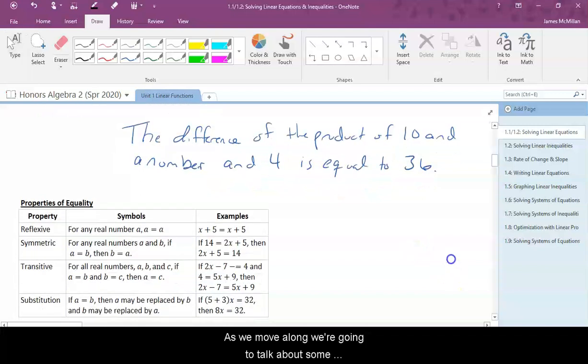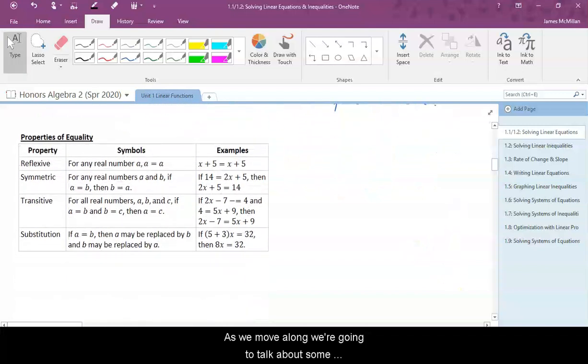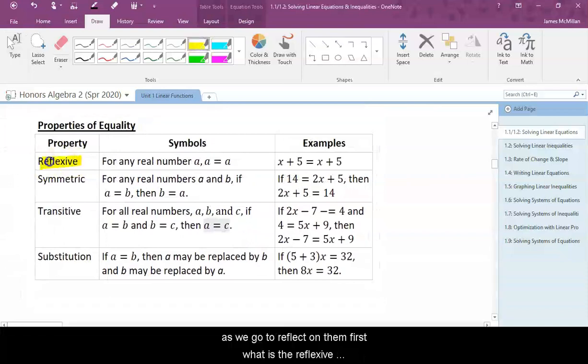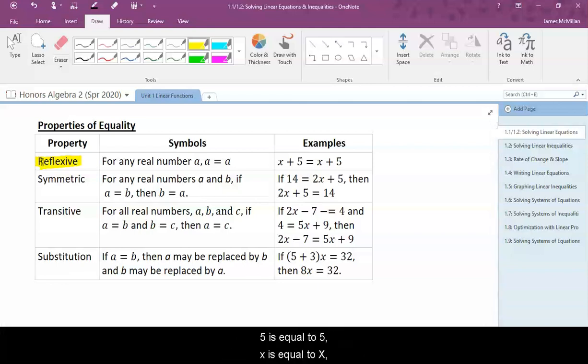All right, as we move along, we're going to talk about some properties of equality. These you should know from before, but as we go, just reflect on them. Well, first one is the reflexive property. And basically, the reflexive property says that a number is going to be equal to itself. So 1 is equal to 1, 5 is equal to 5, x is equal to x. Or as we see in the example, x plus 5 is equal to x plus 5. It could be a statement more than just a number.